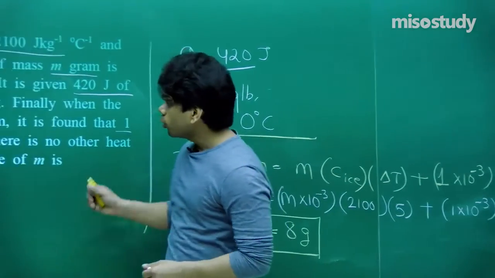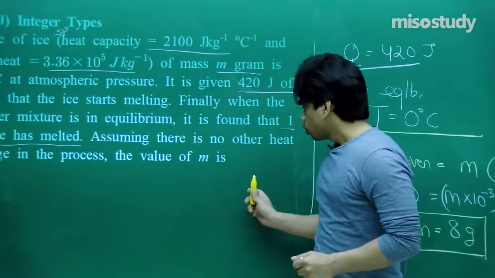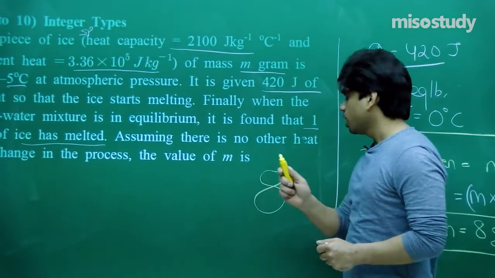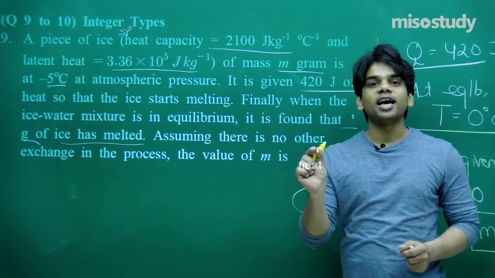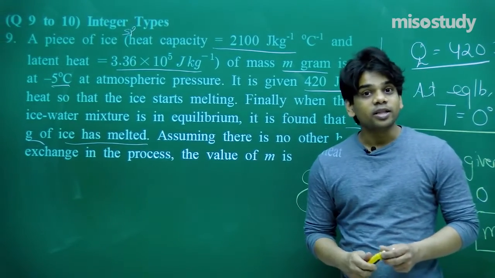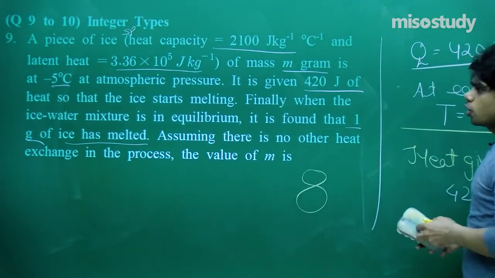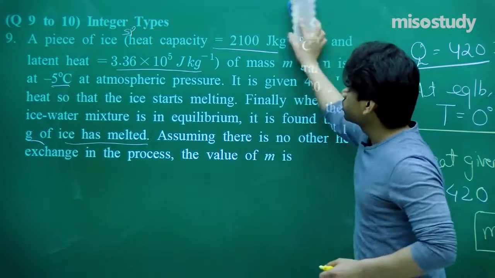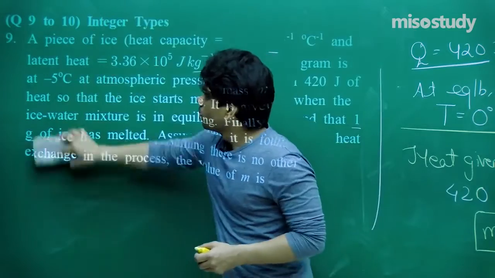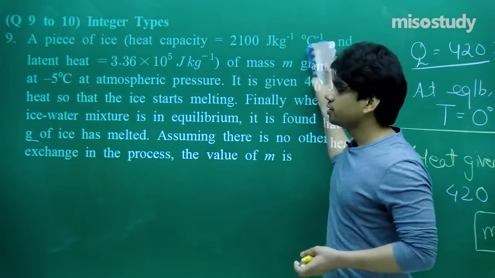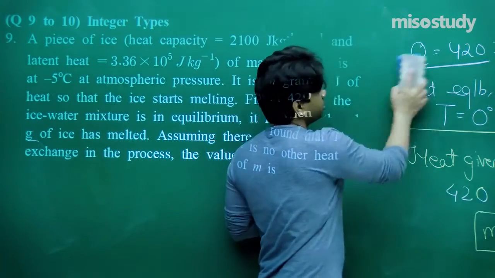So let's check what you have to do. You have to choose an integer. So you have to mark 8. You have to bubble the option carrying the digit 8. So in that way, you have to answer the integer type question. So I believe that's an easy question, not too tough. You have to only use the concept of calorimetry here, or you can use that heat given is equal to heat taken.